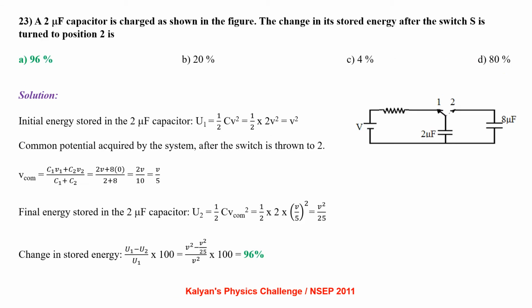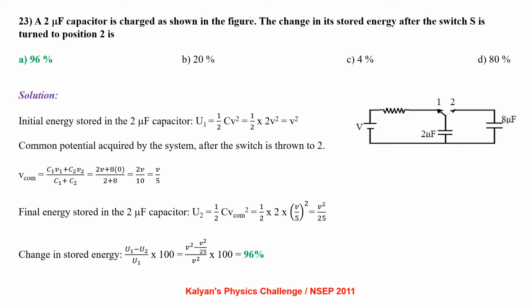A 2 microfarad capacitor is charged as shown in the figure. The change in the stored energy after the switch S is turned to position 2 is? Initial energy stored in the 2 microfarad capacitor, U initial, equals half C V square, that is, half C V square. Common potential acquired by the system after the switch is thrown to position 2 is V common equal to C1 V1 plus C2 V2 by C1 plus C2.